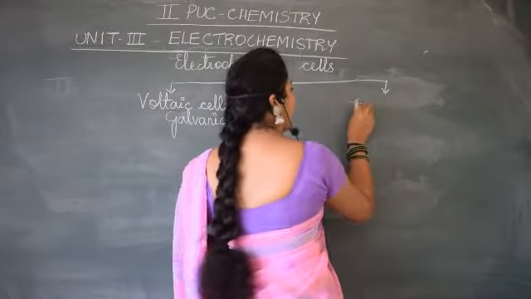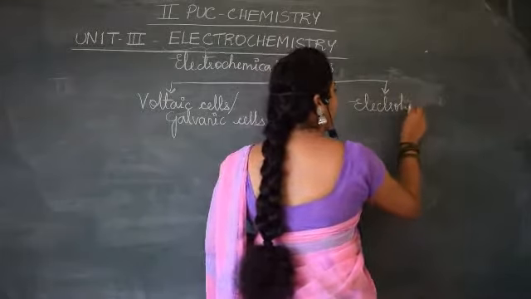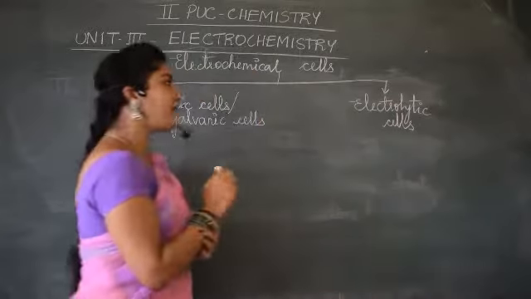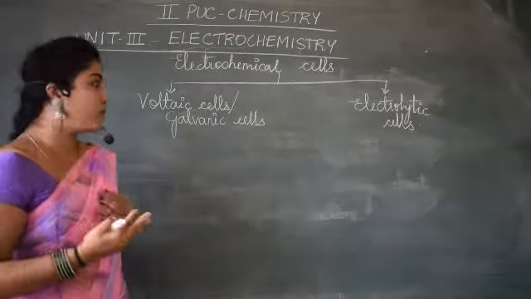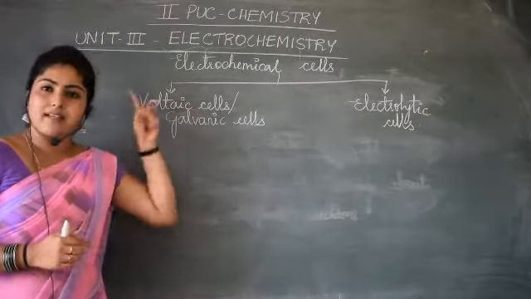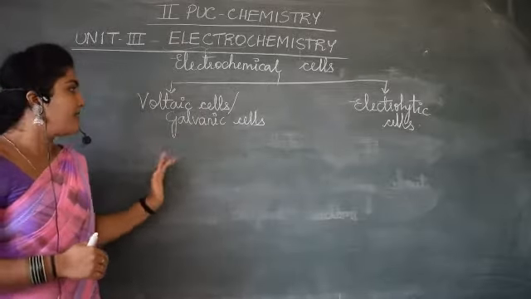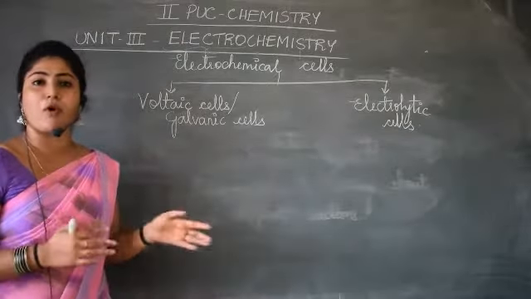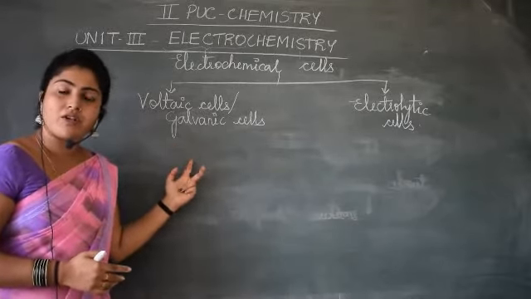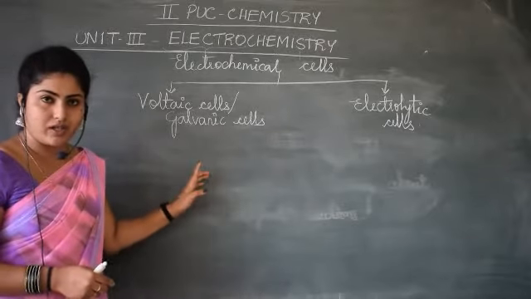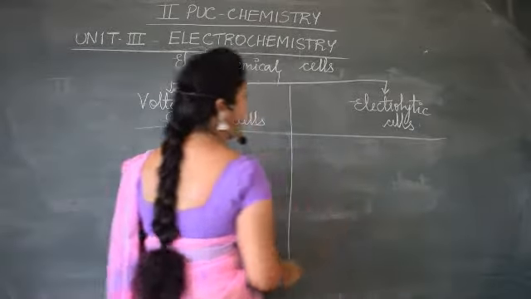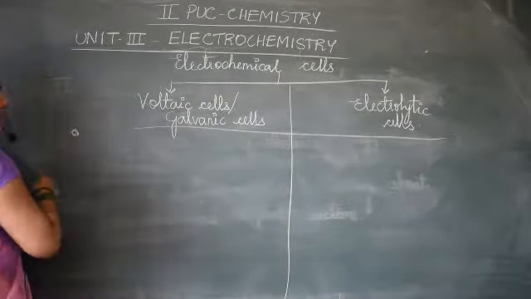One more type of cell is called electrolytic cells. Now, how do you differentiate between these two cells? I have told you about voltaic cells or galvanic cells. See the first point we mentioned: using a spontaneous chemical reaction, production of electricity can be done. So here chemical energy will be converted into electrical energy.